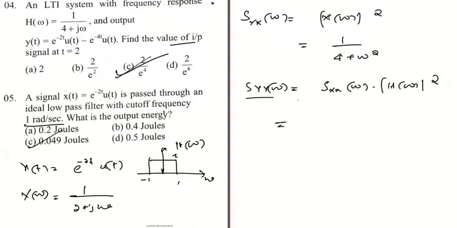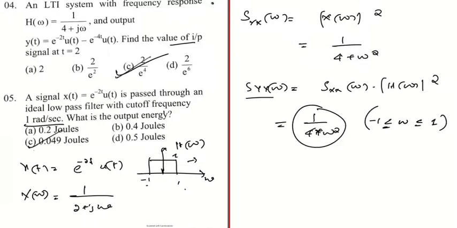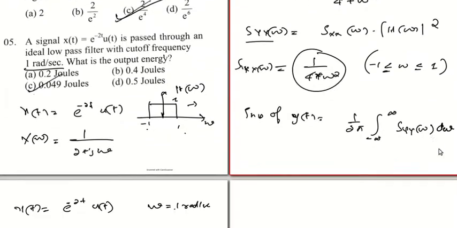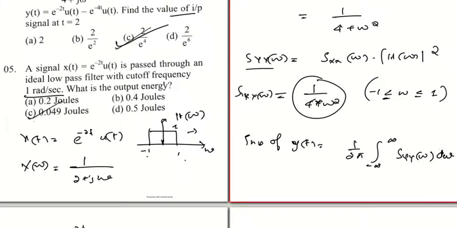Okay. So it is 1 divided by 4 plus omega square into, from minus 1 to 1, it is 1. So this thing will exist only between minus 1 less than or equal to omega less than or equal to 1, right? So this is our power spectral density of output. Now we have to find out the energy of the output, energy of y of t, equal to 1 divided by 2 pi integral minus infinity to infinity S y of omega d omega.